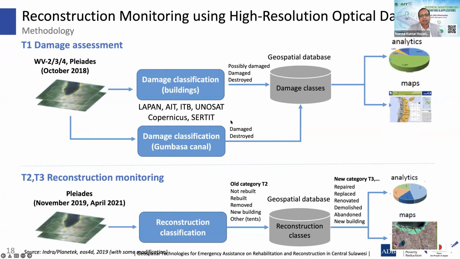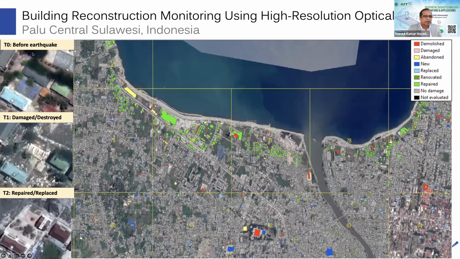Okay, so you can see this effort. But after the disaster, under ADB support, we have also done much more detailed analysis. You can see this building before the earthquake, left side, and then after the earthquake, this particular building is completely damaged. Then some of the buildings were repaired. So here, building damage, completely destroyed. Then they were replaced by some new building.